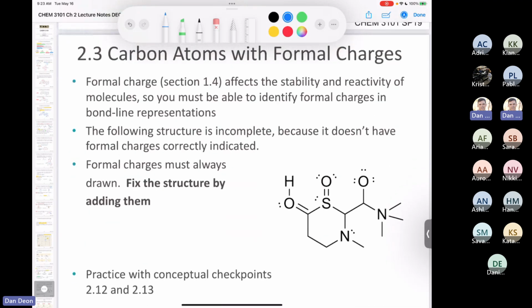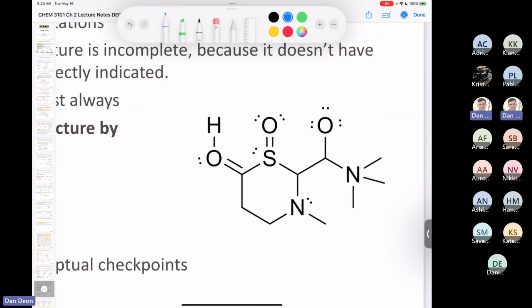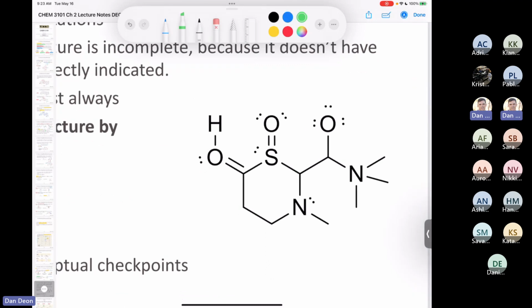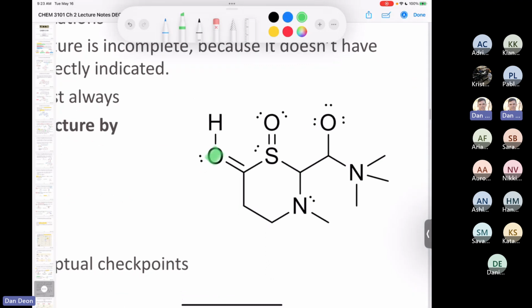So formal charge affects the stability and the reactivity of molecules, and so it's imperative that you can identify formal charges in a structure. If you take a look at this structure here on the bottom right, well, the only structure on the page, there's a bunch of formal charges that are missing. And what I'm going to do, just to make things easier since we're remote, is I'm going to highlight this oxygen in green, I'll highlight this one in yellow, and I'll highlight this one in, I don't know, red. Okay, so we'll start with just the oxygen atoms.